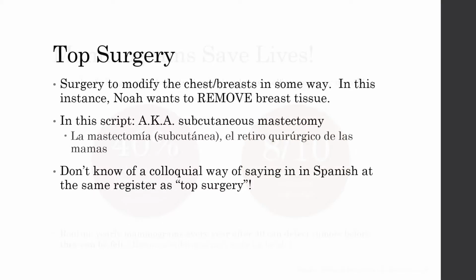Top surgery. So at a later point in the script, Noa simply says, "I just want to get rid of these things," indicating their breasts. So top surgery is an umbrella term that is simply a surgery to modify the chest or breasts in some way. Now, in this instance, Noa wants to remove breast tissue, which is made abundantly clear by the fact that they're indicating their breasts and saying they want to get rid of them.